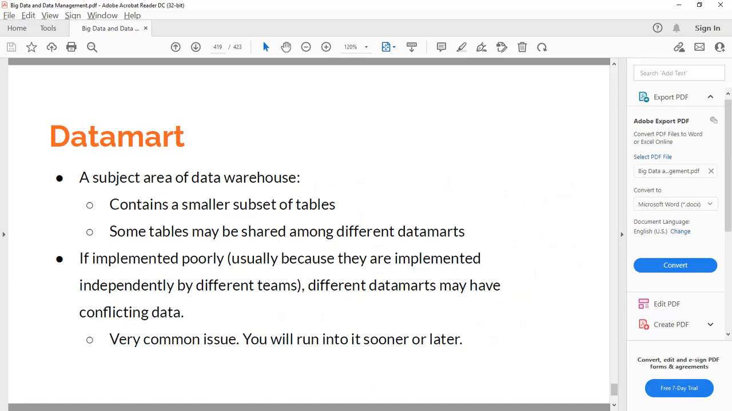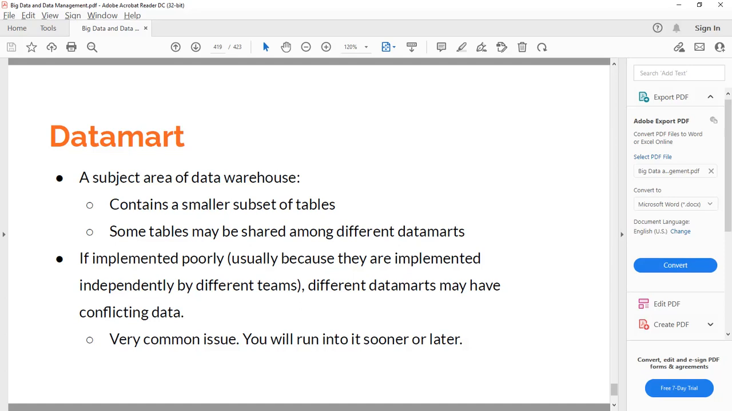For example, if you are from a health insurance company, you may only need to look at the active members, or only the past two or three years. These are examples of how you only need a subset. So instead of running against the whole data warehouse, you can create a data mart, which is a subject area of the data warehouse. It combines a smaller subset of tables, maybe only 10% of them, and it does not contain all the historical data.